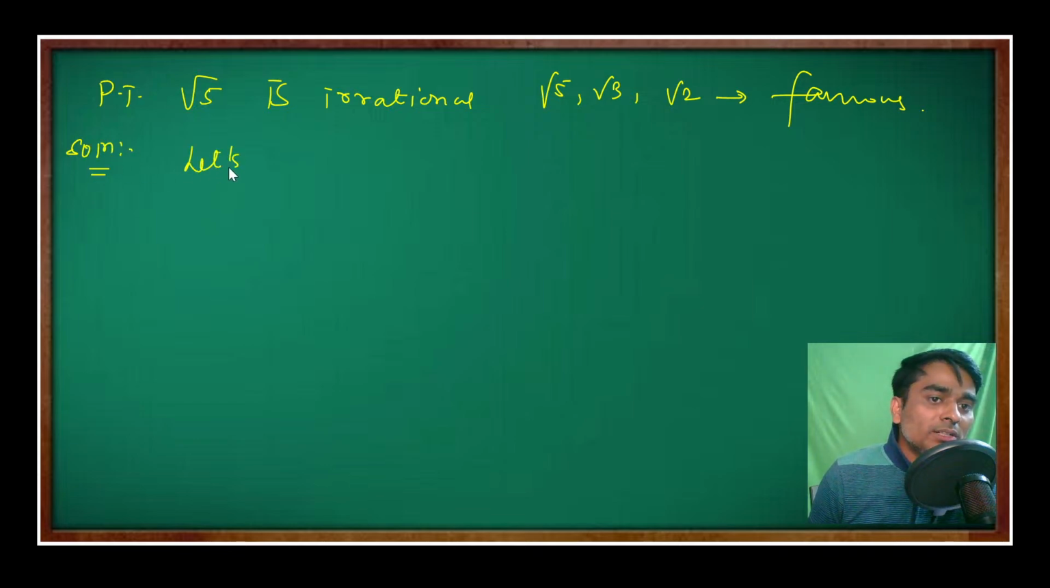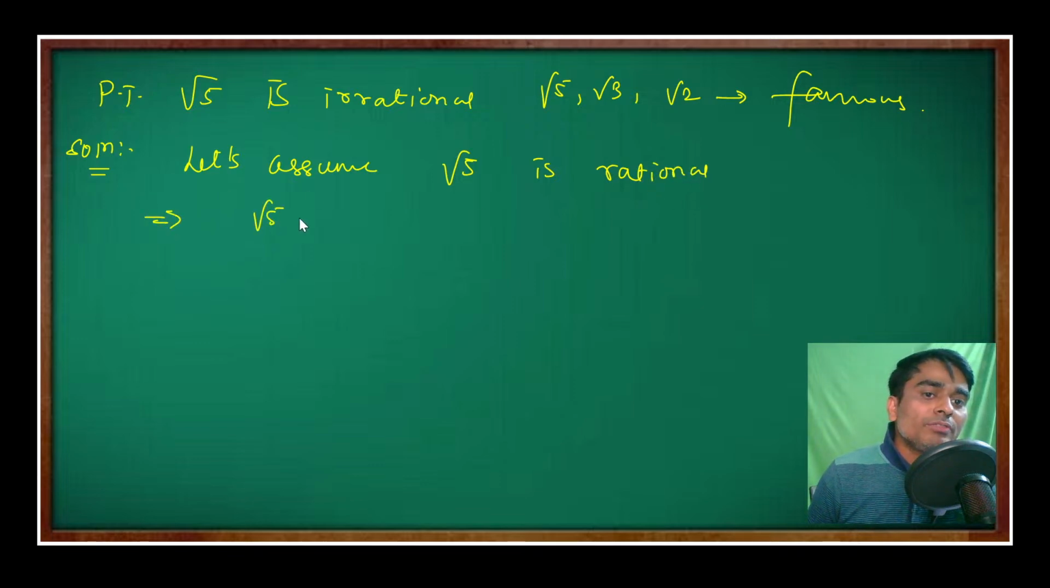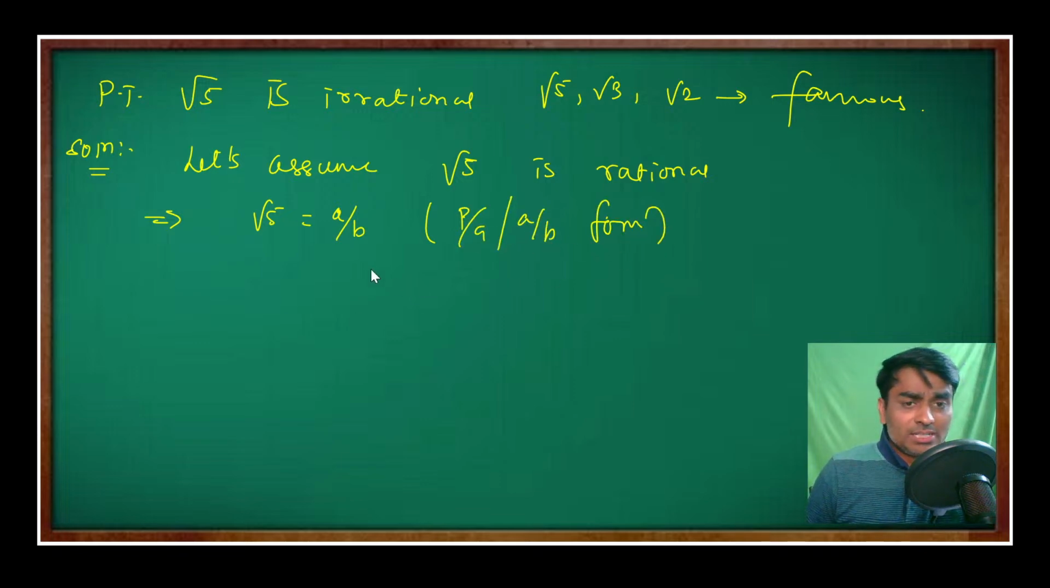Let's assume root 5 is rational. This implies root 5 will be equal to a by b or p by q, anything, because we know rational means p by q or a by b form. It should be written.